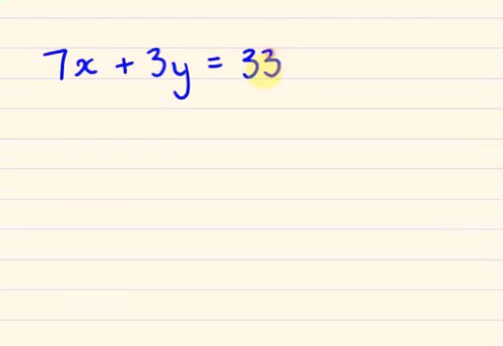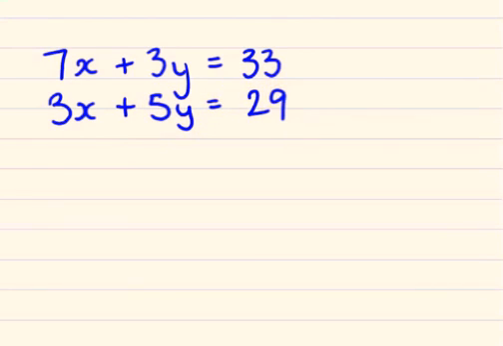So the last one I'm going to do is probably the hardest one, where you're going to have to change 2 lots of them. 7x plus 3y equals 33, and then 3x plus 5y equals 29. So equation 1, equation 2, we're going to multiply this equation here. Now looking at it, give it a go.